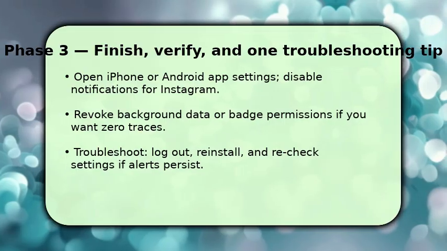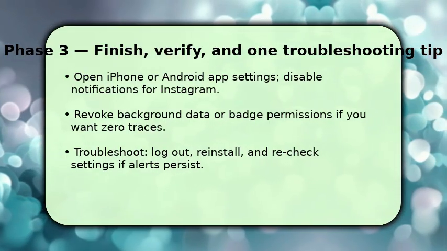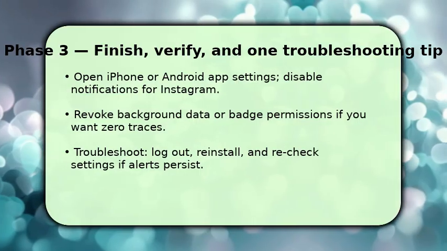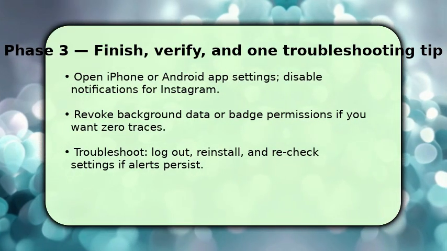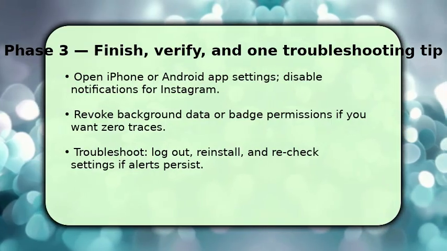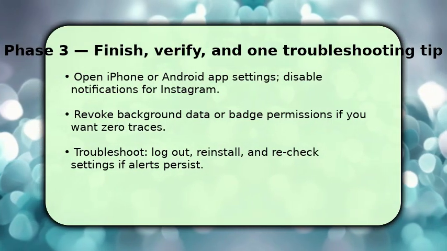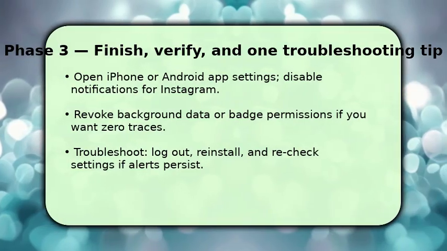If notifications still arrive, log out, reinstall the app. Then verify settings again because cached or linked accounts can re-enable alerts. One troubleshooting tip: check other linked apps or accounts that may mirror Instagram alerts.